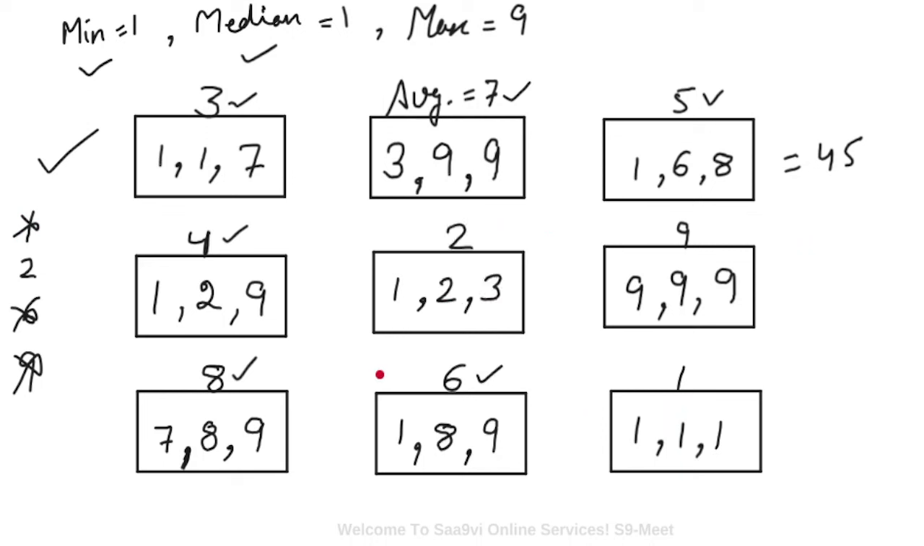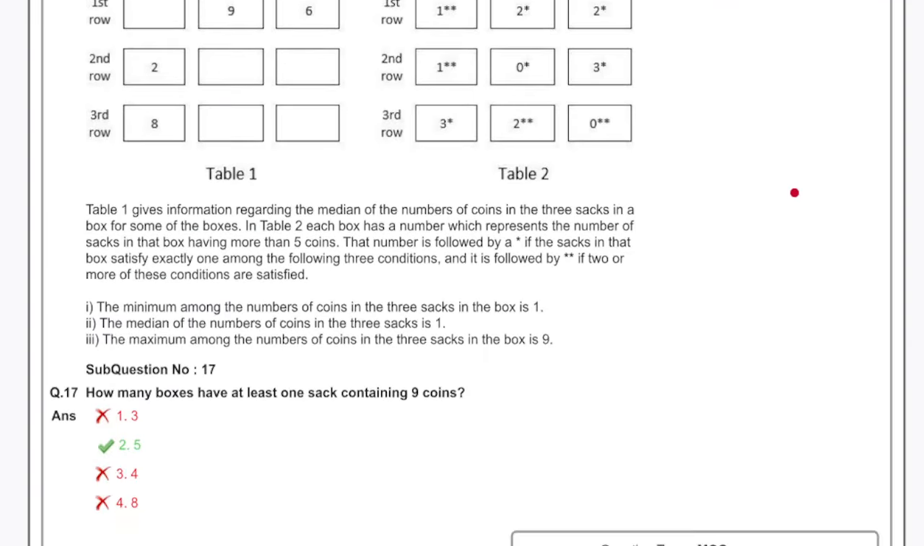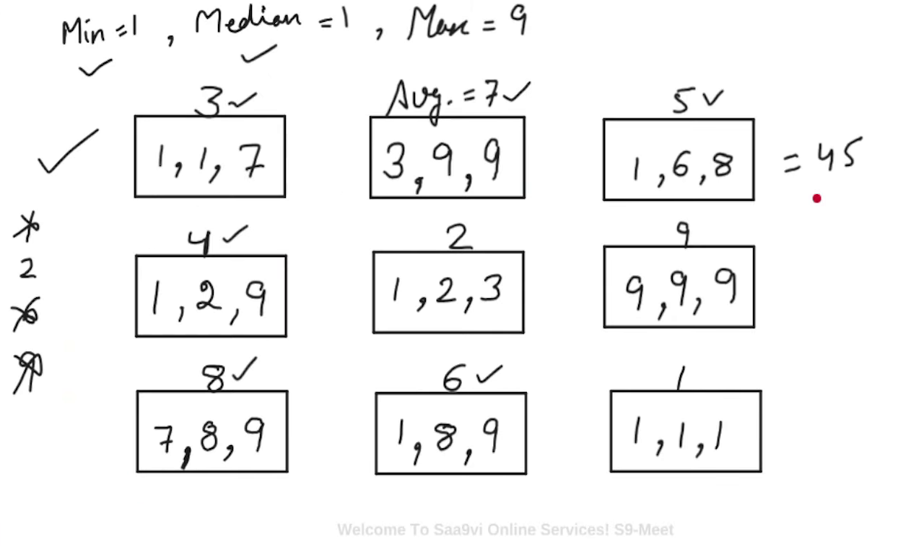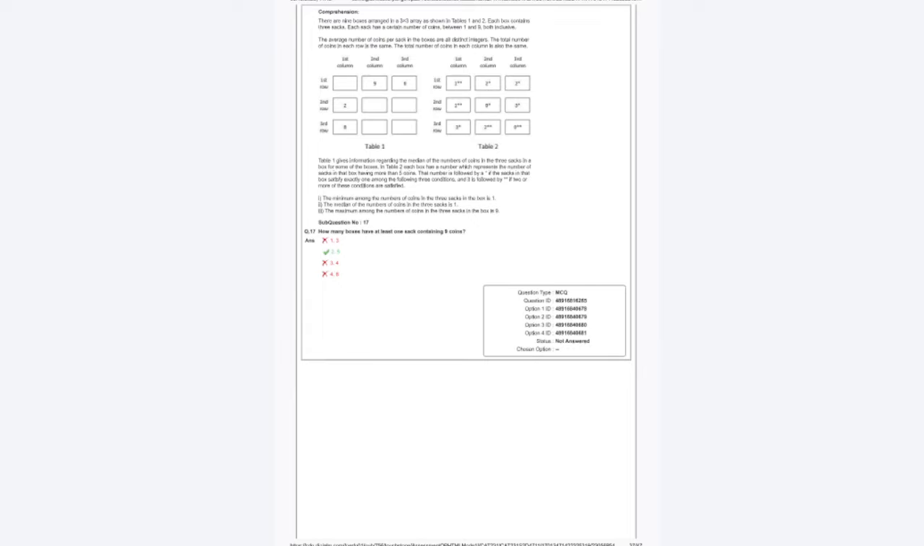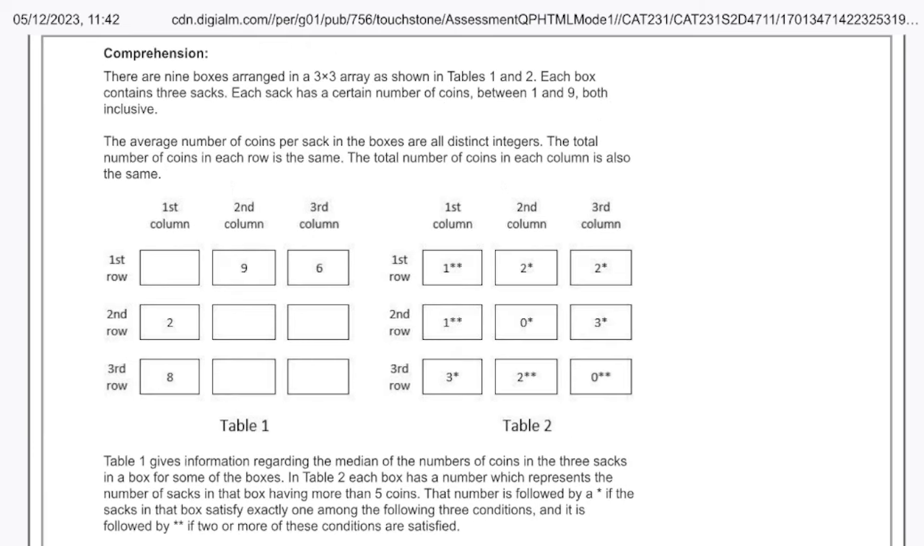Now, how many boxes have 9, as per the question we had? The question we had was: how many of these boxes have at least one sack containing 9 coins. So this is 1. Then we have 2, 3, 4, and 5. So there are 5 boxes that will be having 9 coins. Let's look at the next question.